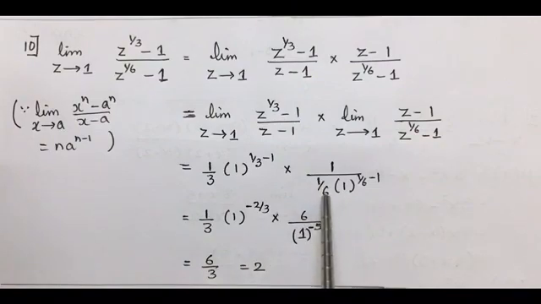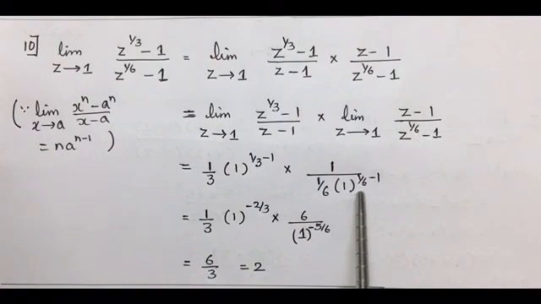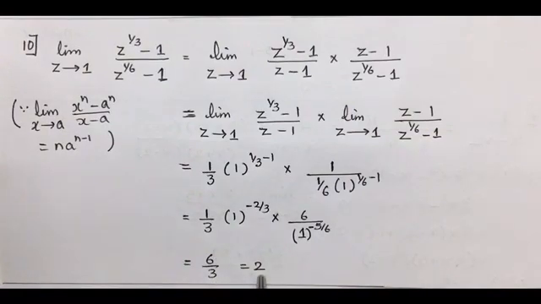Now as it is 1 by 6, 6 goes up and gets multiplied with 1. So we get 6. And 1 by 6 minus 1 gives you minus 5 by 6. 1 raised to any number is 1. So these two values will be 1 and we'll get 6 upon 3, the remaining terms, and cancellation will give 2 as the answer.